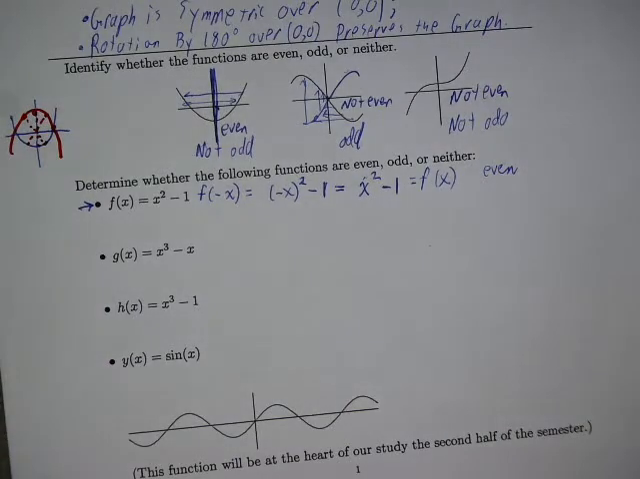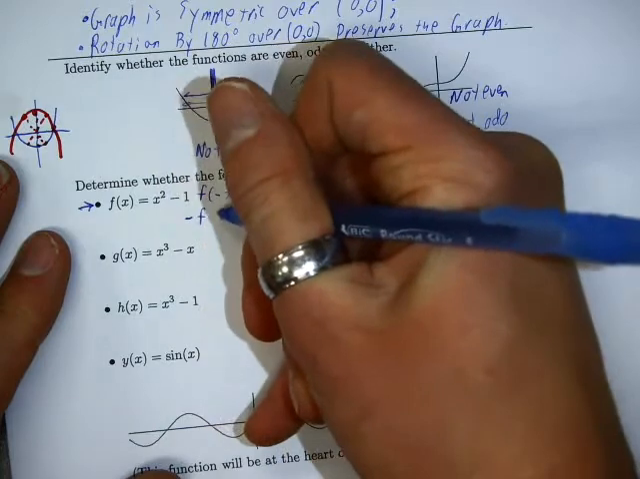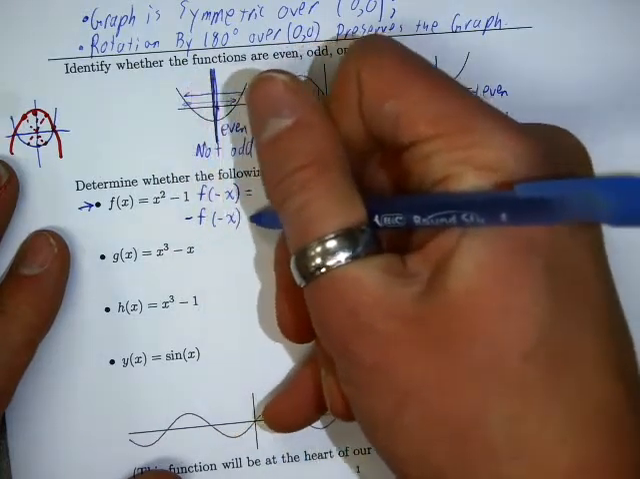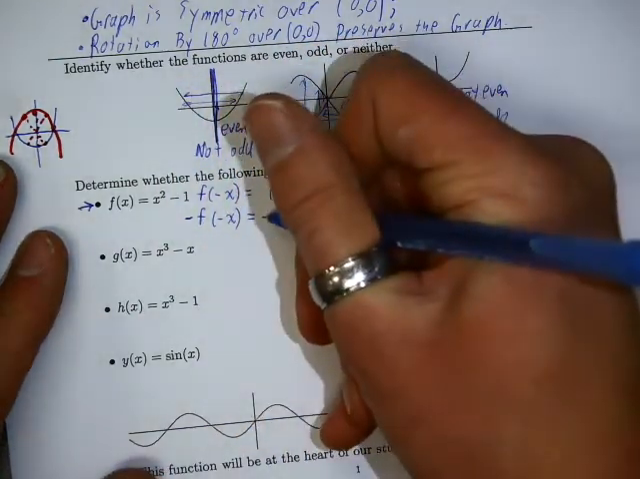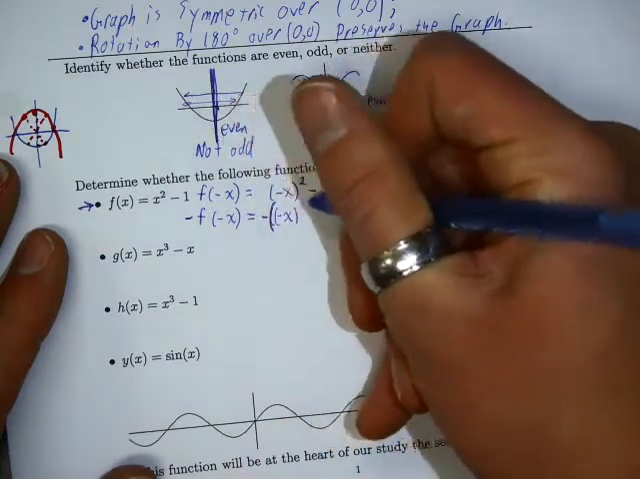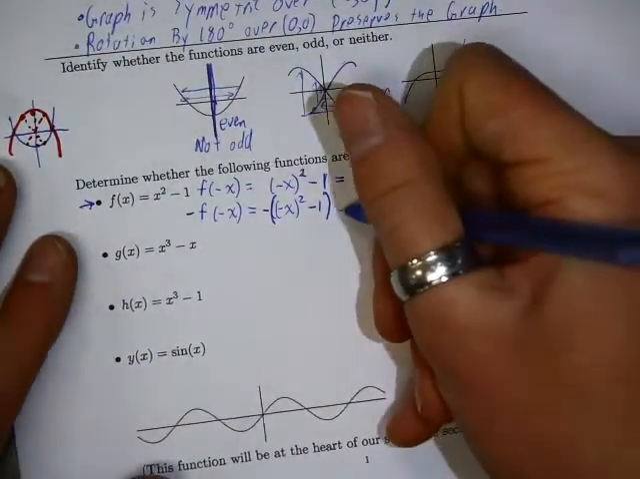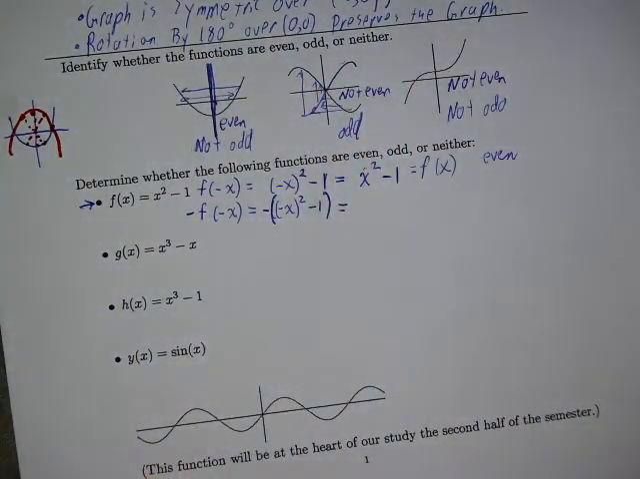If I want to check whether it's odd, I'll need to evaluate negative f of negative x and see what I get. So that'll be negative, open parentheses, negative x, squared minus 1, close parentheses. You simplify that down all the way, what do you get?